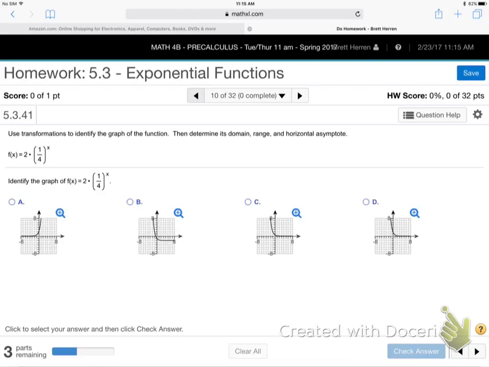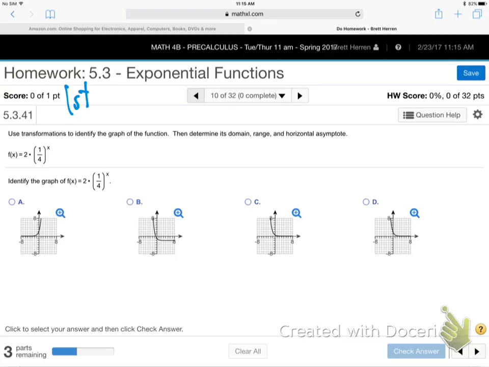All right, try that one. That one's going to be similar, slightly different, not much. So let's try that one. Same kind of thing. So x is in the power, so it's exponential. The exam's not multiple choice, right? It won't be. You have to graph it just regularly.